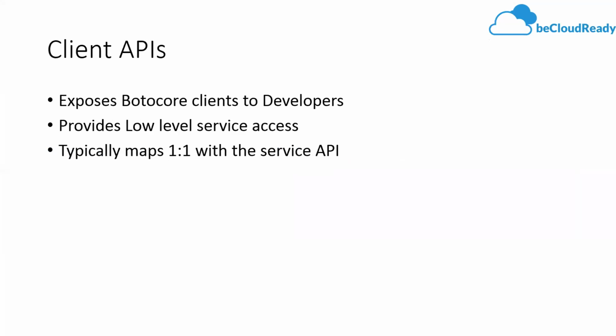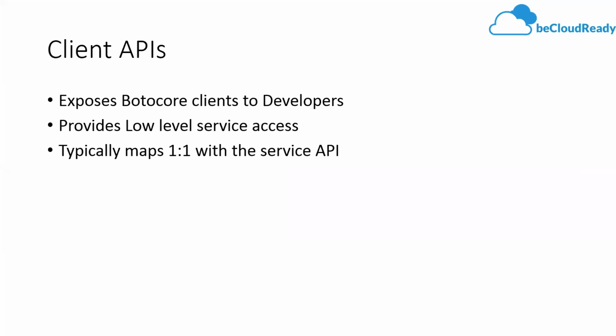But Boto3 basically has access to all the client APIs of AWS. Basically, all the APIs that AWS provides can be accessed through Boto3. And it typically maps one-to-one with the service API.